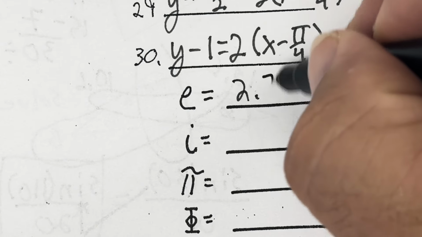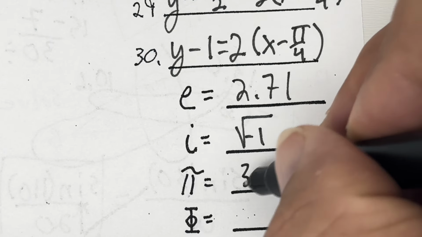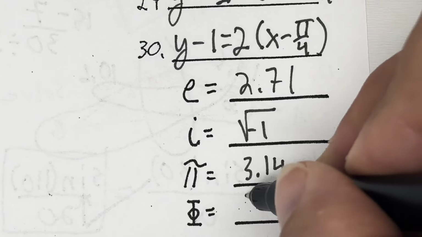E equals 2.718. I equals the square root of negative 1. Pi equals 3.14. Phi is the golden ratio. That's 1.618.